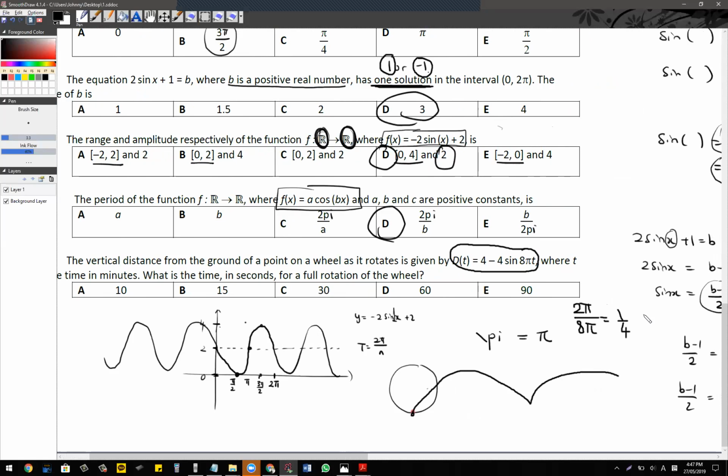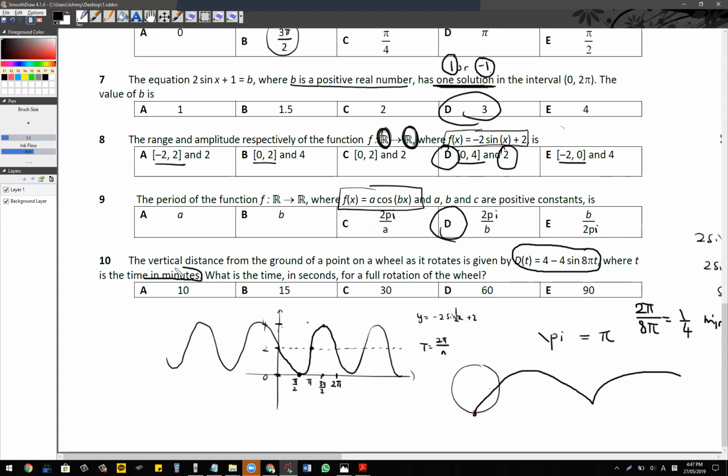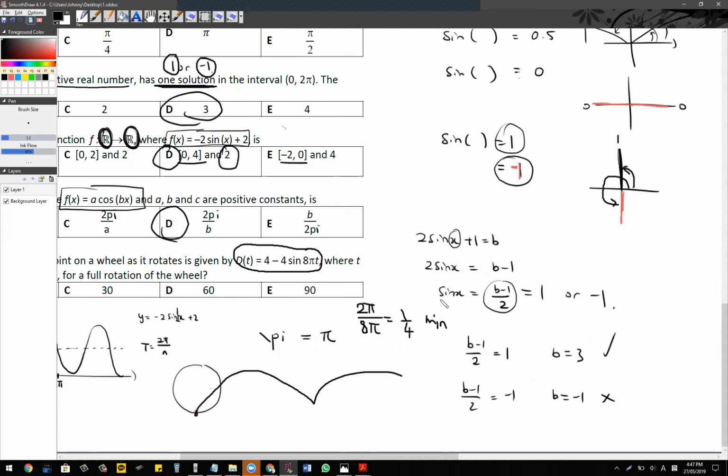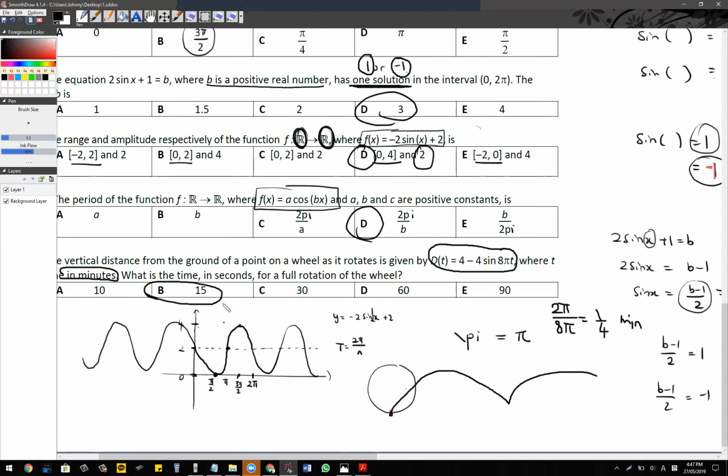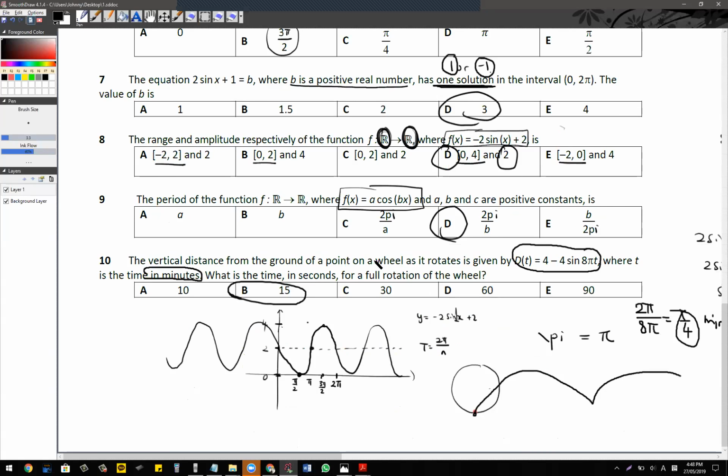That's in minutes. The reason is, it says t is in minutes. To give it in seconds, the answer is 15 seconds, because 0.25 times 60 gives you 15 seconds. So that's question 10. With those questions, I should not think too much about what it's saying with the wheel, but more just look at the numbers. That's right. All it was asking was, what is the period? And that's 2 pi over 8 pi, the number in front of the variable t.